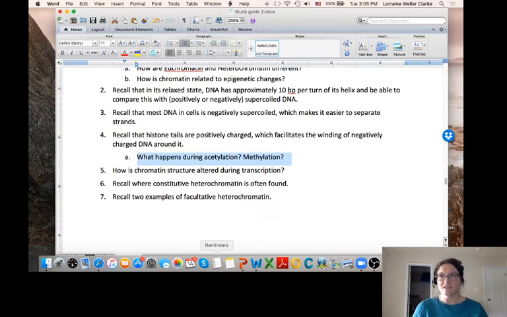Remember, the constitutive being the parts of the heterochromatin that are near the centromere and the telomere. The facultative is the stuff that can be tightly coiled or not, depending on gene expression. So just go back and look through that, and make sure you understand the difference between those two and can explain what's happening there.